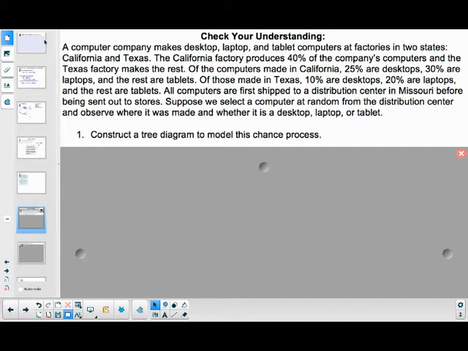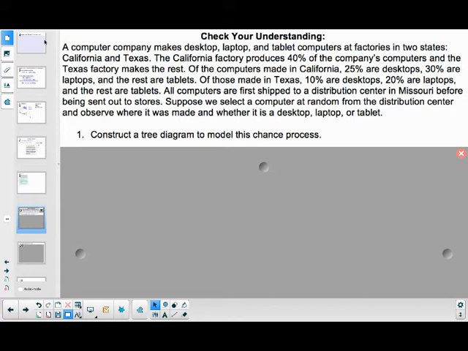All computers are first shipped to a distribution center in Missouri before being sent out to stores. Suppose we select a computer at random from the distribution center and observe where it was made and whether it is a desktop, laptop, or tablet. So first we're going to construct a tree diagram to model this chance process.